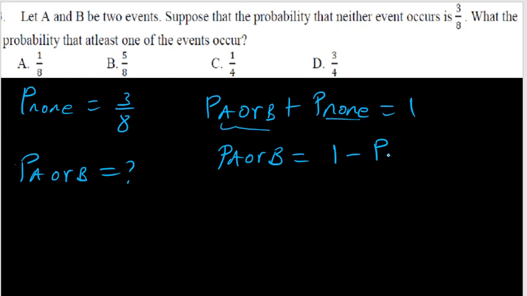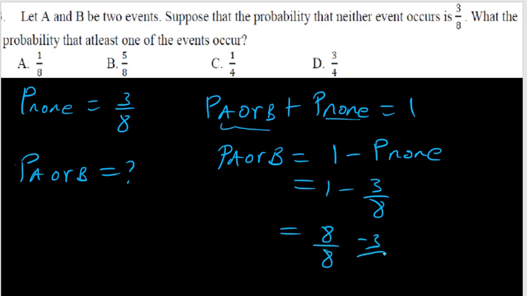which is equal to 1 minus the probability of none, or neither, which is 1 minus the probability of neither, given as 3 over 8, which is equal to, 1 is the same as 8 over 8, minus 3 over 8. We can make it in this way, and then it's going to be 5 over 8. So the answer will be B.